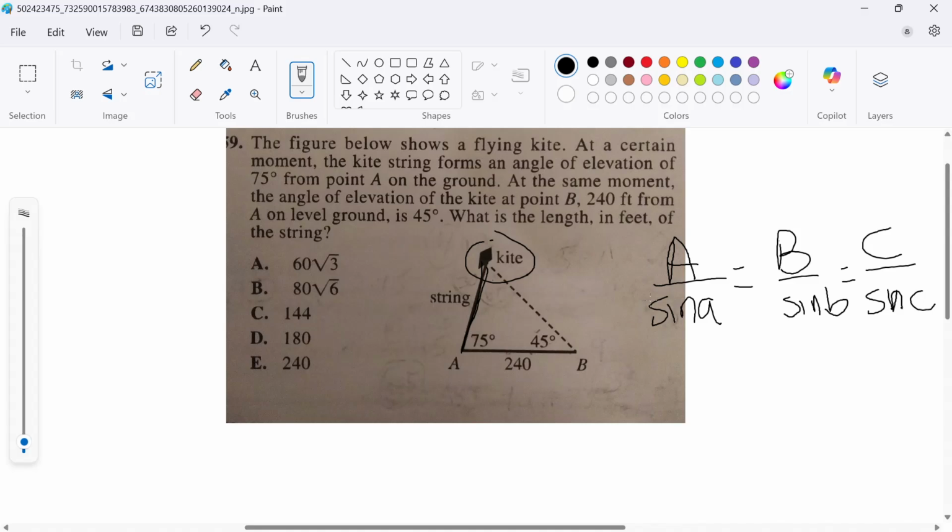Now, to do this, I have to find this angle. These are all in degrees. The three angles in a triangle add up to 180, so 180 minus 75 plus 45 equals 180 minus 120, equals 60 degrees. So this is 60 degrees.